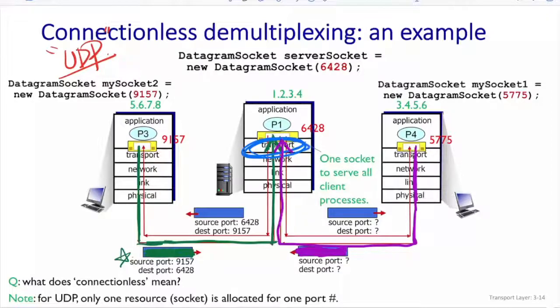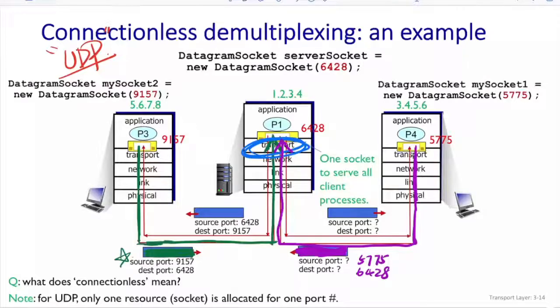Let's take a look at this one. The source IP is 3456. The destination IP is 1234, right? But the source port right here is 5775. And the destination port is 6428, right? So process number 1 would like to talk to process number 1.